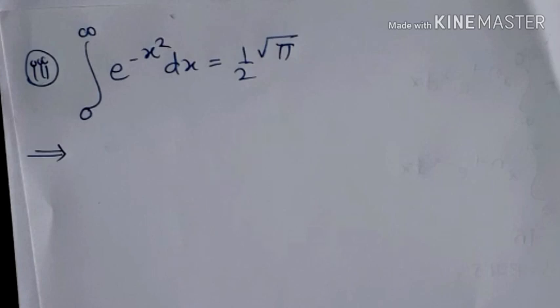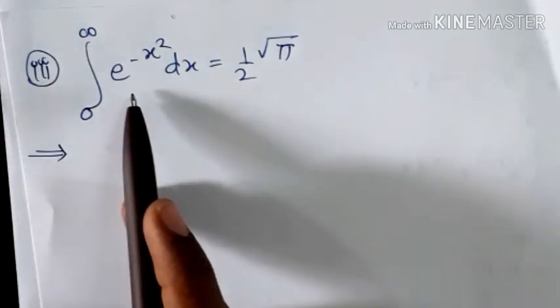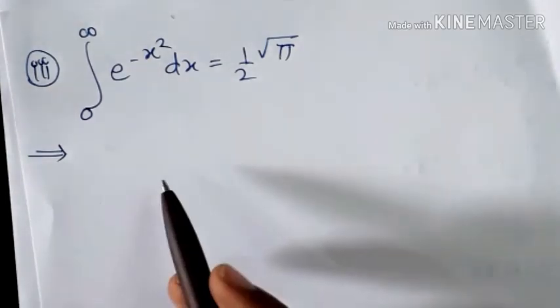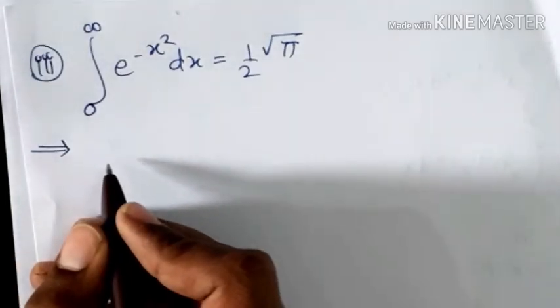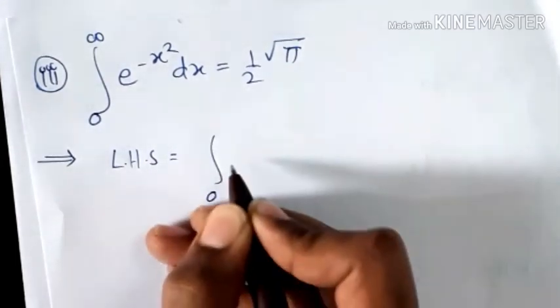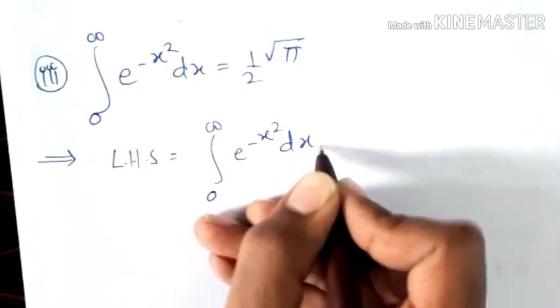Now friends, we see the next question. The next question is the integral of e to the power minus x squared dx from 0 to infinity, and we have to prove that this integral is equal to 1/2 root pi. So we take the LHS. What is our LHS? It is the integral from 0 to infinity of e to the power minus x squared dx.